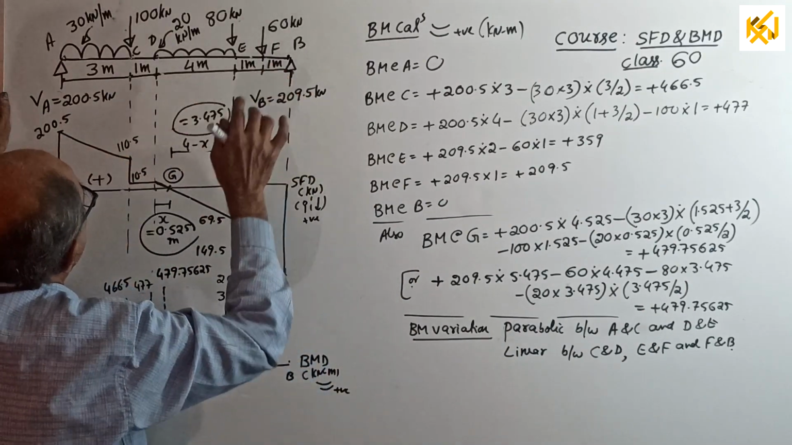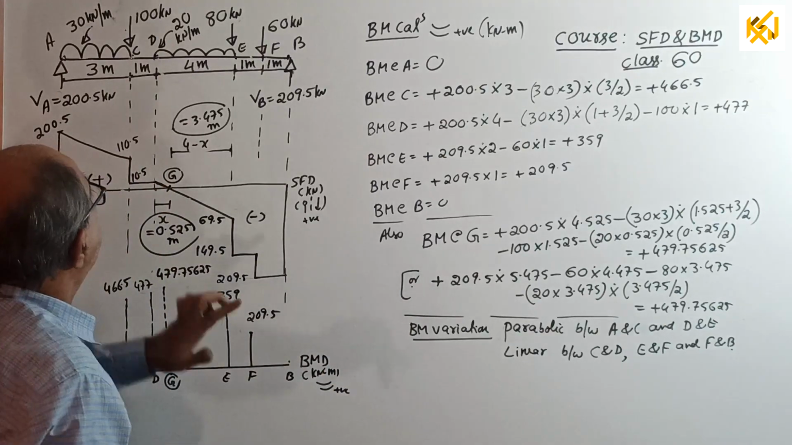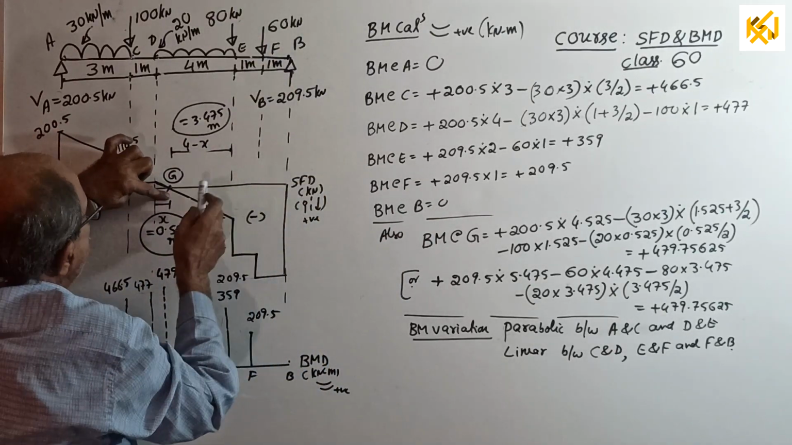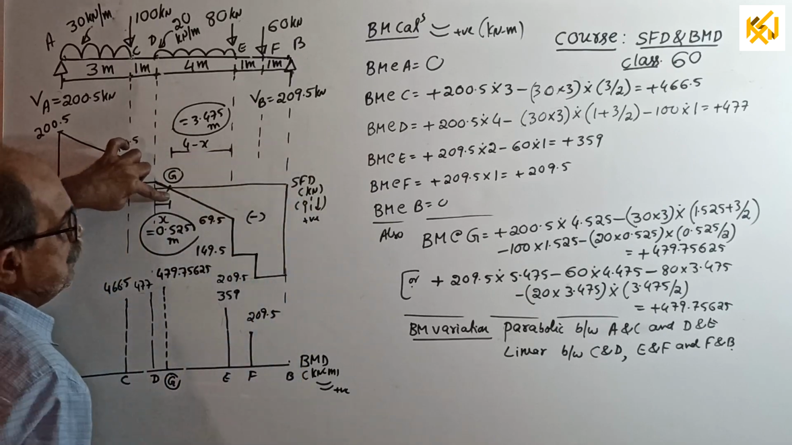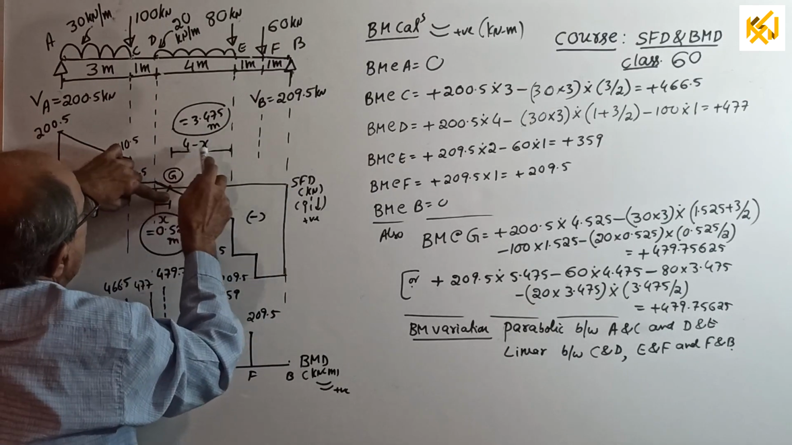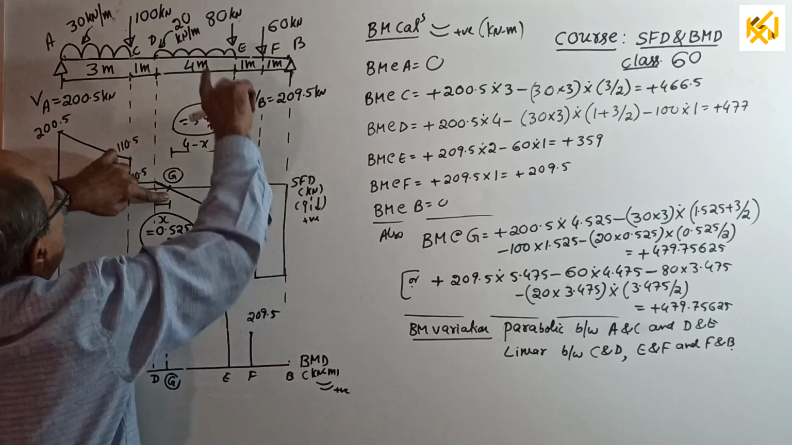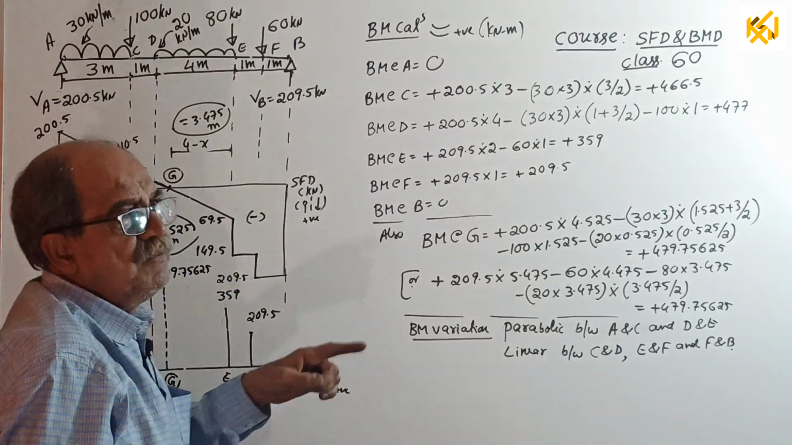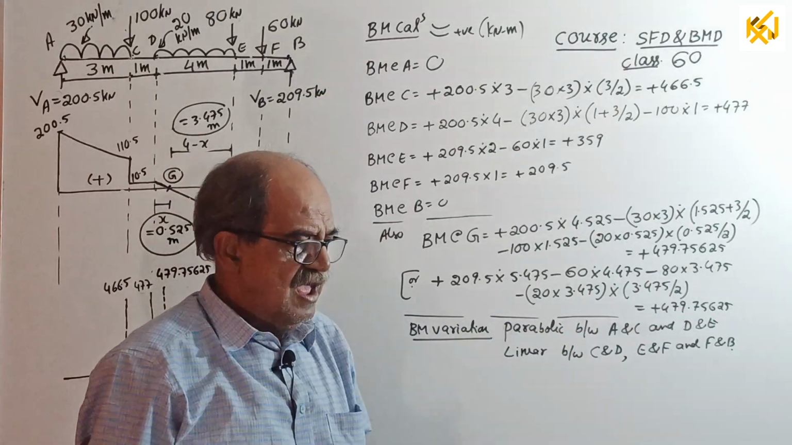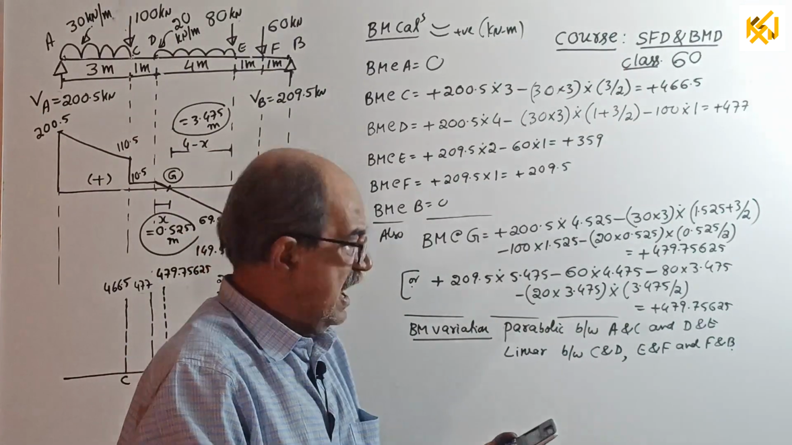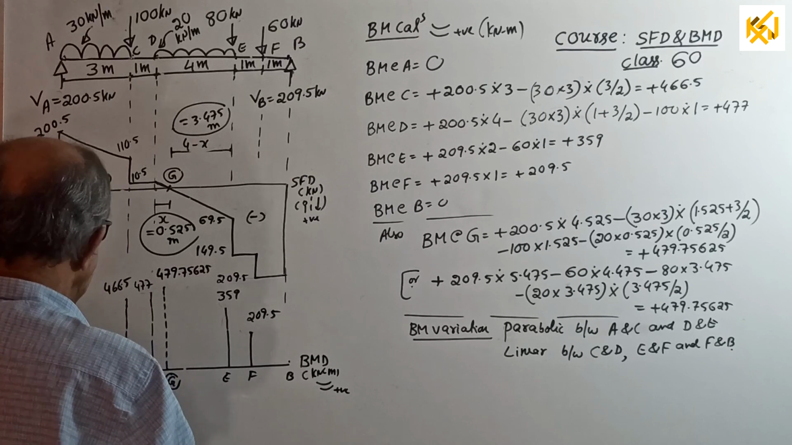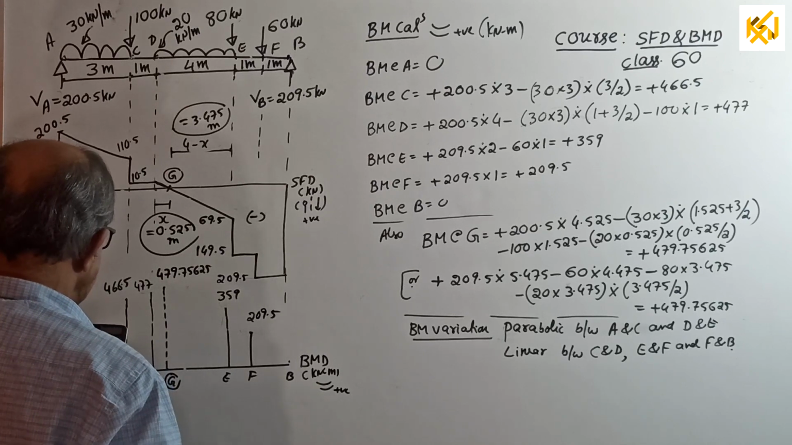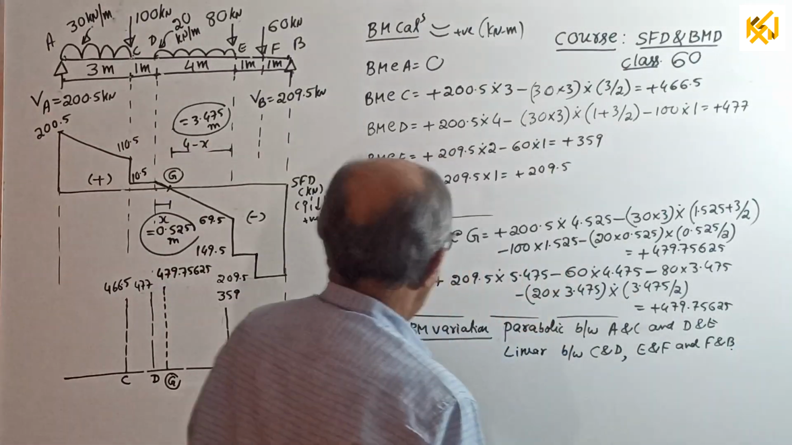Okay, next. Just for understanding purposes, find BM here, looking at this side, no problem. Plus 209.5 into 3.475 plus another 2, that is 5.475, minus 60 into 3.475 and 1, total 4.475, minus 80 into 3.475, minus 20 into 3.475 into 3.475 by 2. Not bothering to calculate, I still check the answer by my own shortcut method, so I don't have to locate this point. 479.75625. Yes, correct.